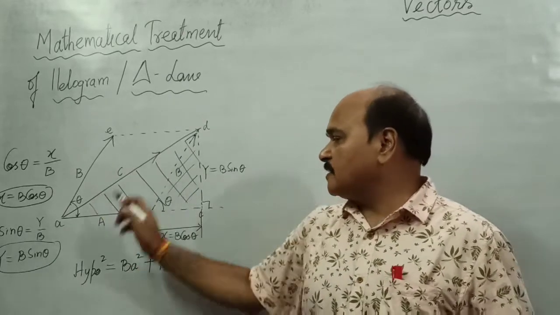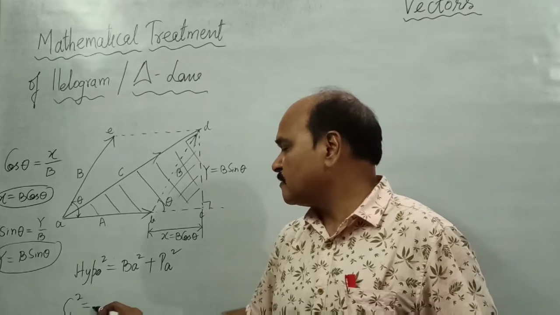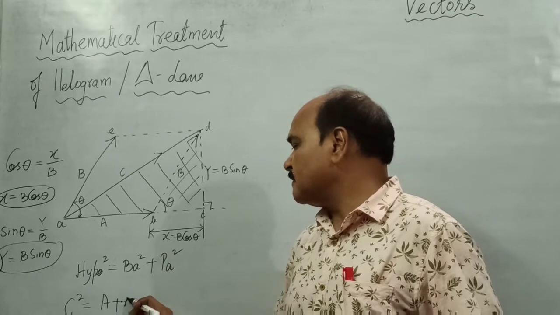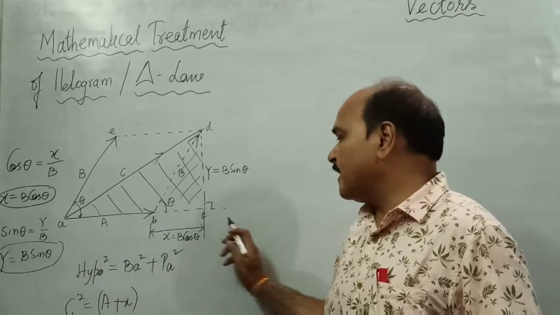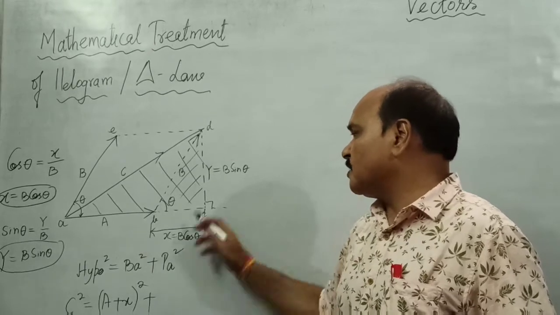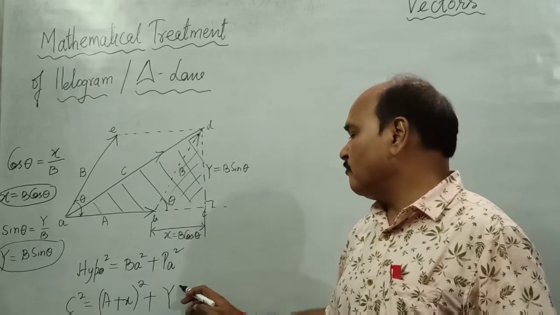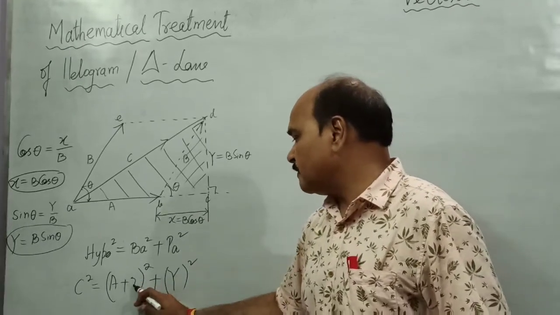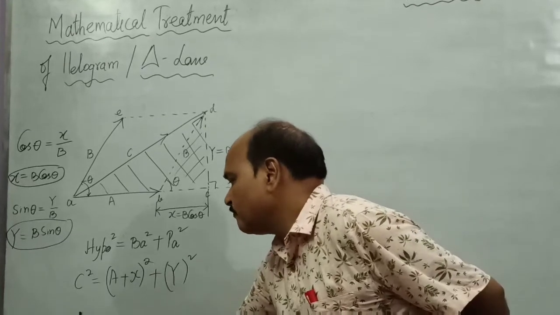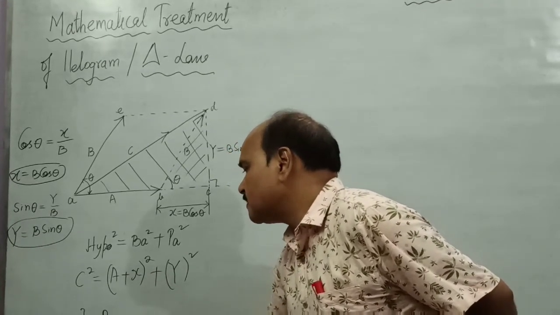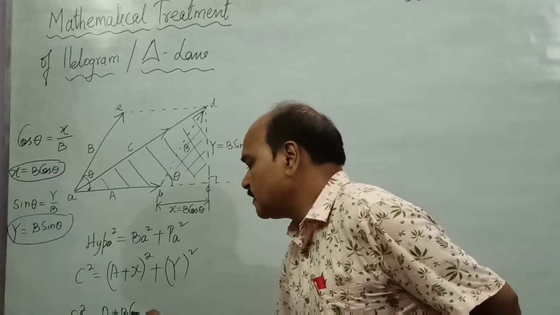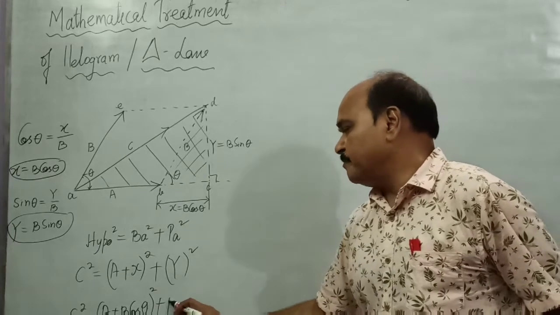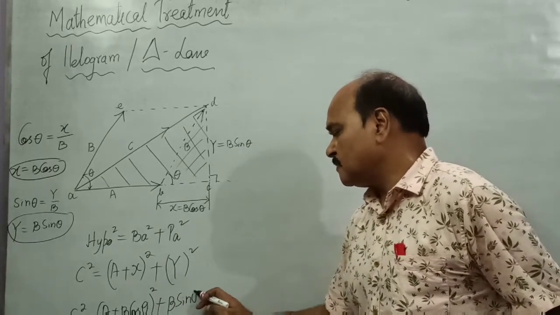What is the hypotenuse? This hypotenuse is c, so c square. What is the base? The base of this triangle is A plus x. And what is the perpendicular? Perpendicular of course is y. If we substitute the values of x and y, what do we get for c square? We get c square as (A plus B cos theta) whole square plus (B sin theta) whole square.